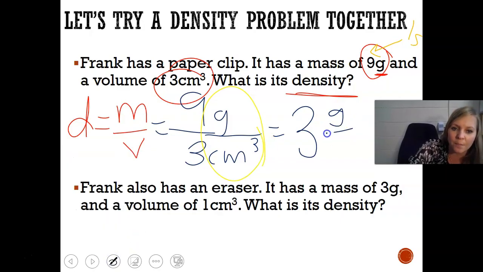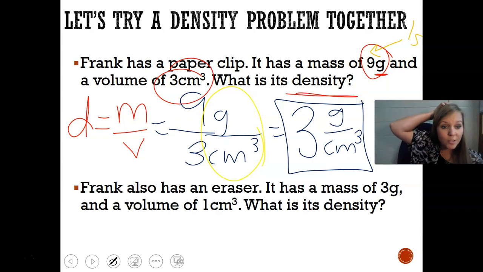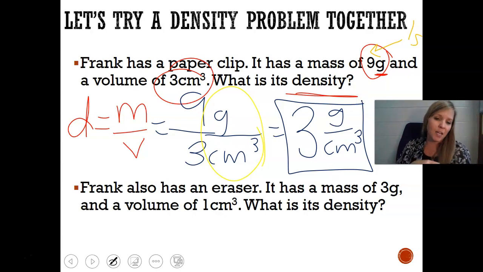So it's going to be grams per centimeters cubed. Now I'm already down to 1 sig fig, so I'm done. Okay, again, super simplified, but once we get the equation, it should easily apply to anything else. All right, so I want you to try the next one.